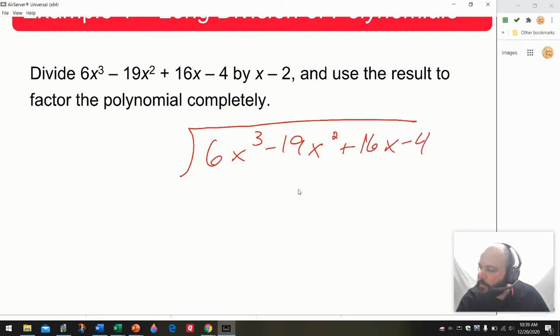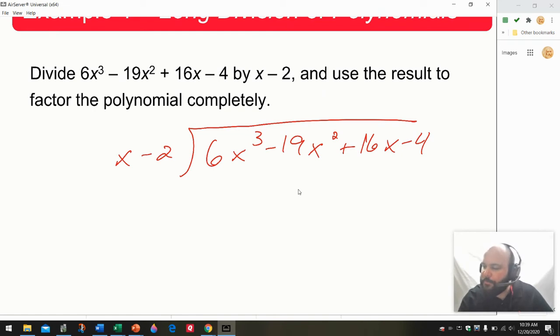16x and then minus 4. Now I'm going to put x minus 2 right here. Now this is done just like you did long division way back in elementary school. There's a little bit of a difference though, and this is the difference. This minus 2 right here, we don't worry about what it turns out to be.